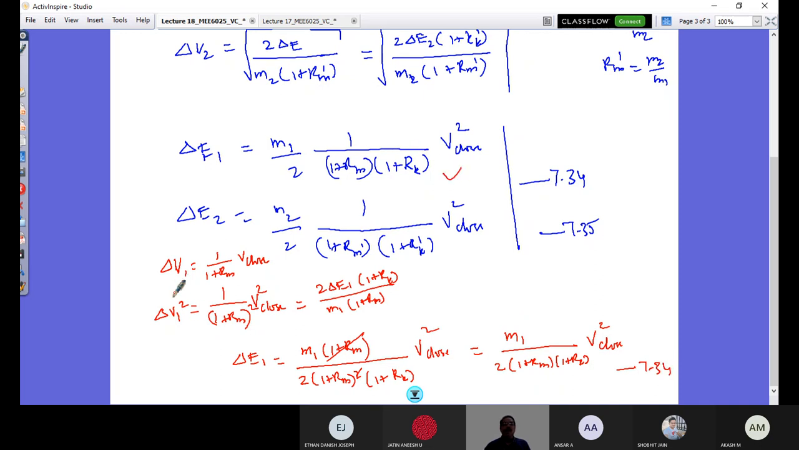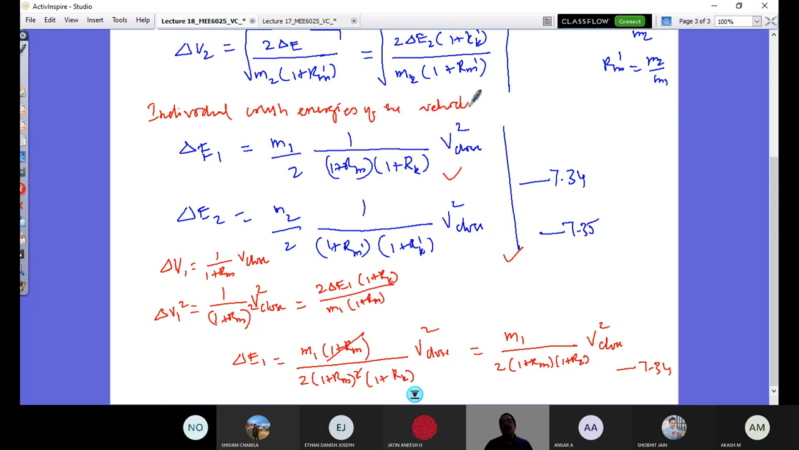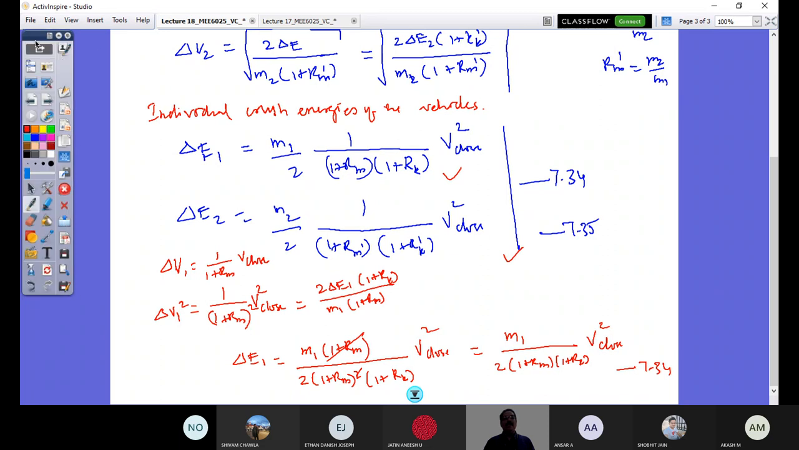Similarly, for vehicle 2, you can prove it because delta V2 is equal to 1 plus Rm dash into V close. So you'll be able to prove 7.35 also. So this is going to give you the individual crash energies of the vehicles. So this is all as far as central impact is concerned that we are going to look at.